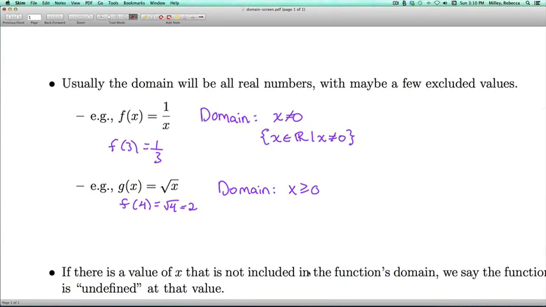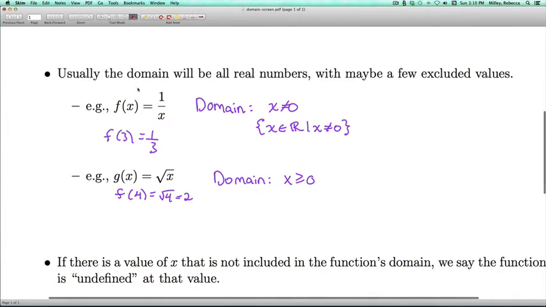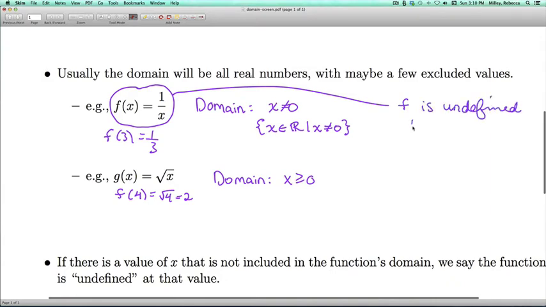If there is a value of x or values of x that are not included in the function's domain, we say the function is undefined at that value. So f of x equals 1 over x, I would say f is undefined when x equals 0. So that's just the language we use to talk about values that aren't in the domain. So this function g of x is undefined for negative numbers. There's no definition, there's no y values for those values of x.